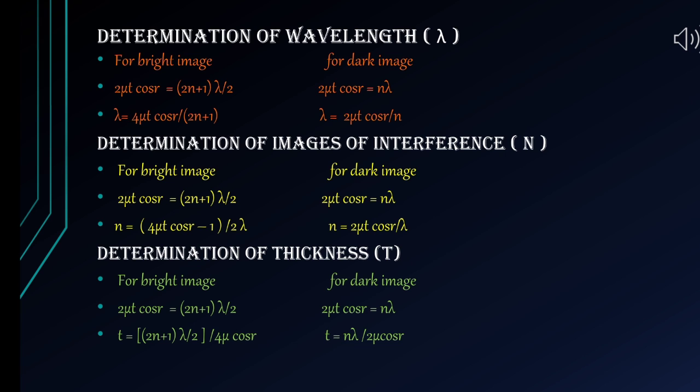Now coming to the determination of thickness, that is represented by t. t is equal to (2n plus 1) into lambda by 2, whole divided by 4 mu cos r. This is the formula for the bright image. Now coming to the dark image, t is equal to n lambda divided by 2 mu cos r.